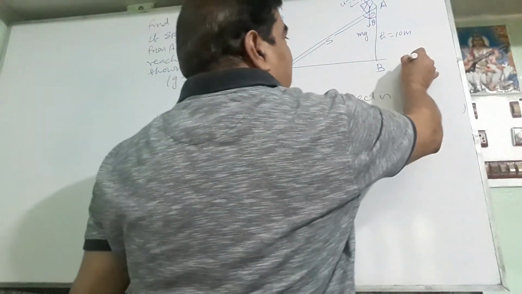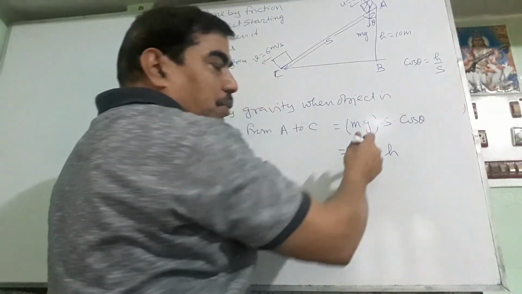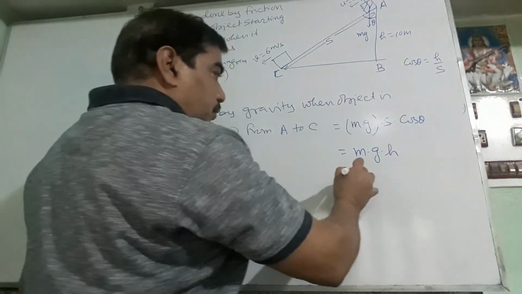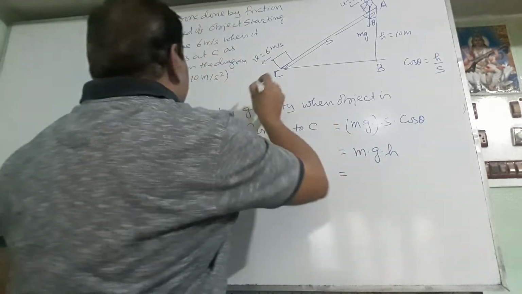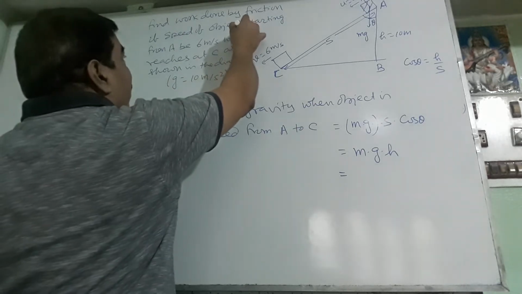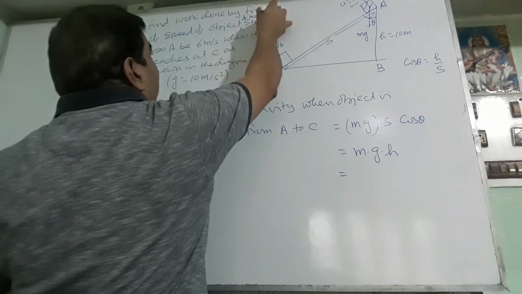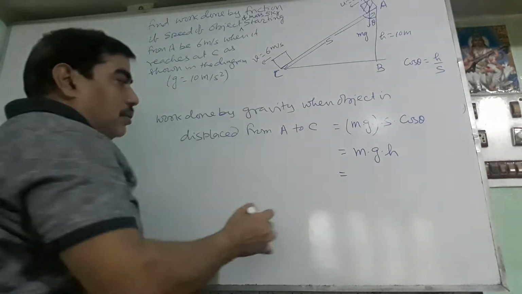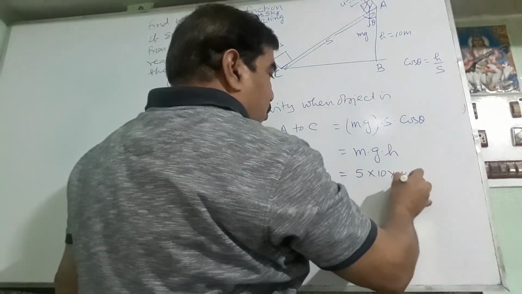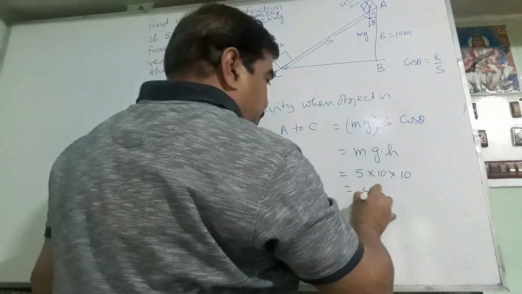Then cos theta is h over s, so s will cancel, and we get mgh. Mass of the object is not given, so suppose the mass is 5 kg. Then mgh is 5 into 10 into 10, so this is 500 joule.